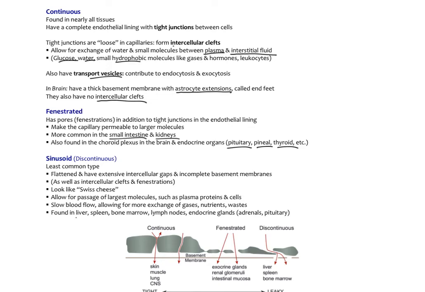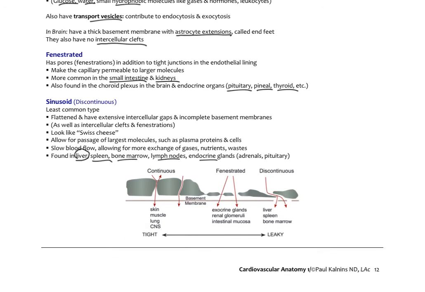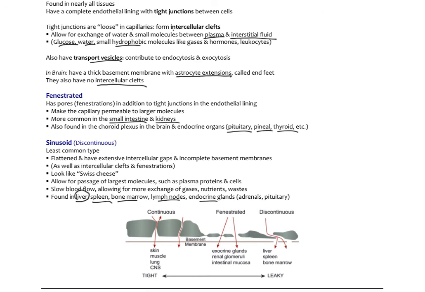So this is very common in the liver, also in the spleen, where red cells go through and they actually break apart. The old ones break apart and then they are recycled. And then bone marrow, lymph nodes, different endocrine glands like the adrenals and the pituitary will also have sinusoidal capillaries. So these are just some of the different types of capillaries, where they're found and their different functions.